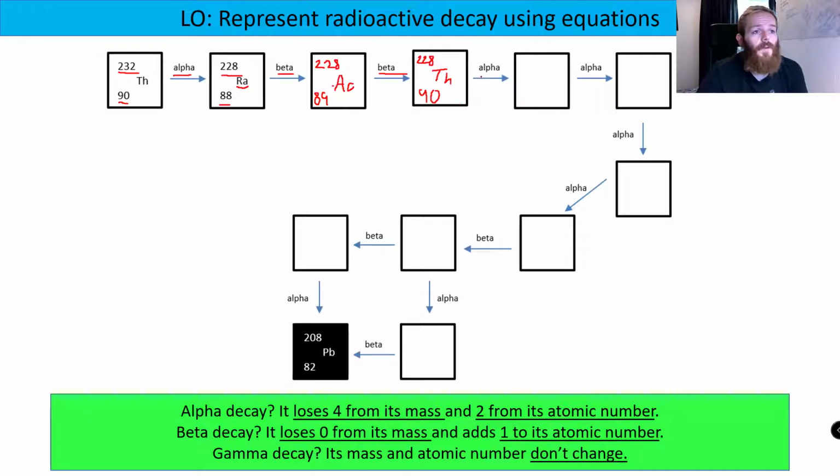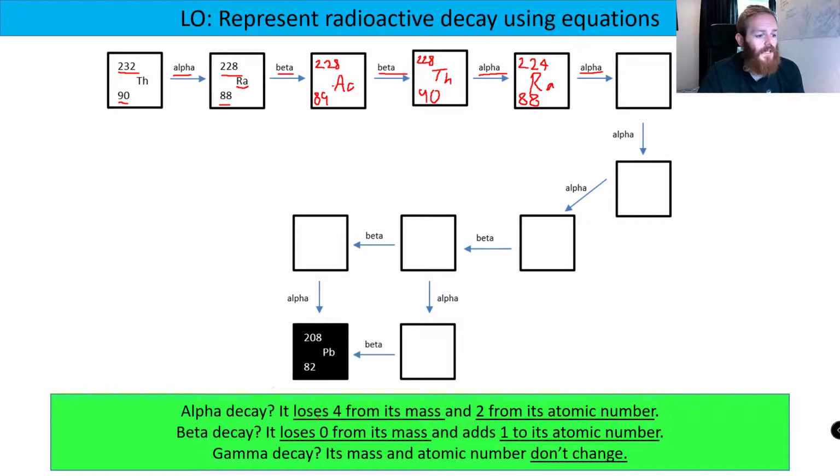Right, thorium undergoes alpha decay. So let's have a look at that. Alpha decay, it loses 4 from its mass. Well, 228 minus 4 is 224. And it loses 2 from its atomic number. 90 minus 2 is 88. So let's have a look. The element with the atomic number of 88 is radium, which is Ra. Good. Chugging along here.